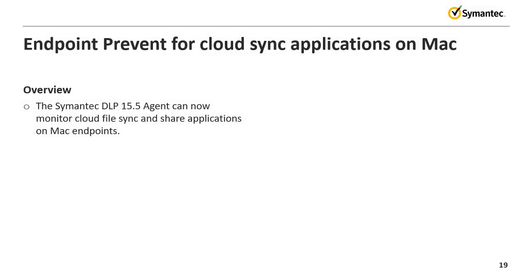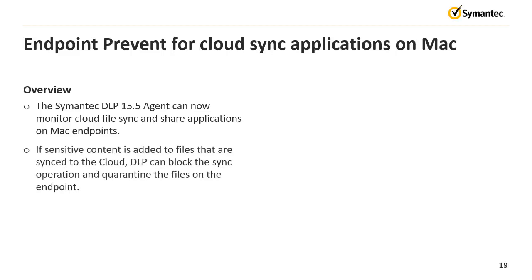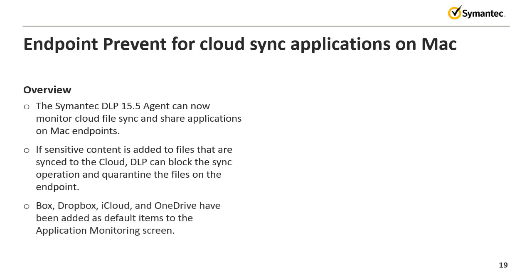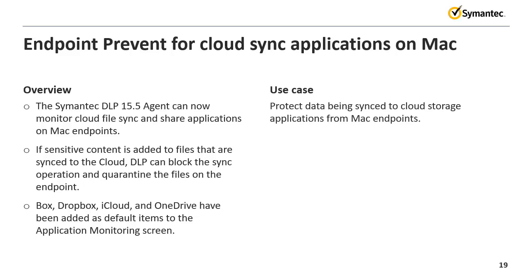The Symantec DLP 15.5 agent can now monitor cloud file sync and share applications on Mac endpoints. If sensitive content is added to files that are synced to the cloud, DLP can prevent the files from moving to the cloud and quarantine them on the endpoint. As part of this new feature, Box, Dropbox, iCloud, and OneDrive have been added as default items to the application monitoring screen. This new capability enables organizations to protect data being synchronized to cloud storage applications from Mac endpoints.